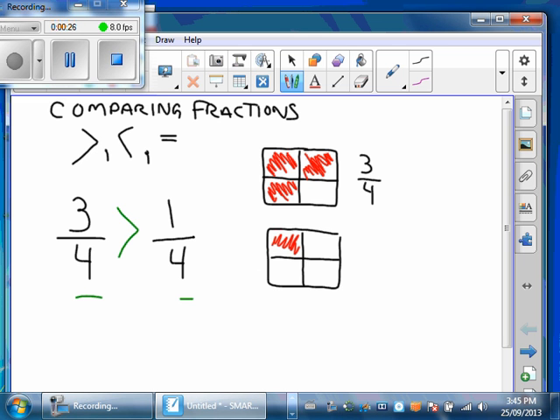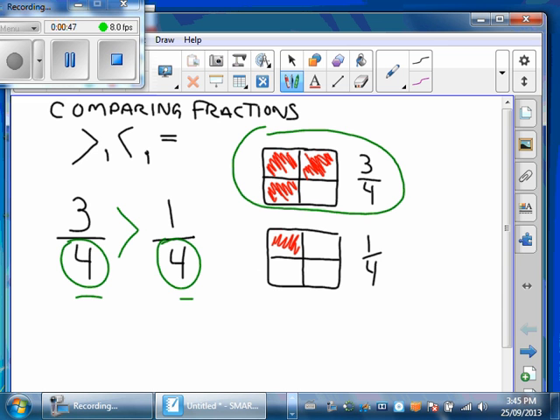And when we look at our drawing here, we can see that this drawing clearly has more area of the object shaded than this area here, which is 1/4. Well, sometimes things aren't quite so clear, and that is when the denominators are not alike and they're in fact different. So let's take a look at an example of that.